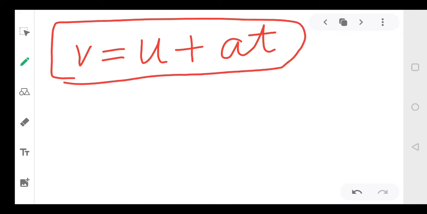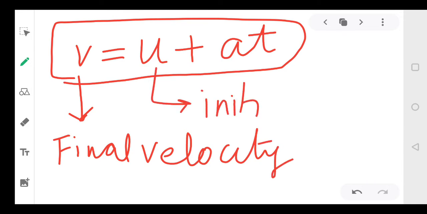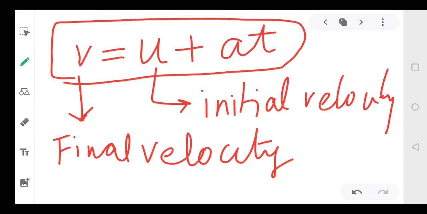Okay, dear students, what is V? V is the final velocity. And what is U? U is initial velocity. What is A? A is your acceleration and T is time. Yes? And we have talked about the numericals. So I hope you have no problems regarding the first equation of motion. Right, everyone? So today we'll be starting with the second equation of motion.